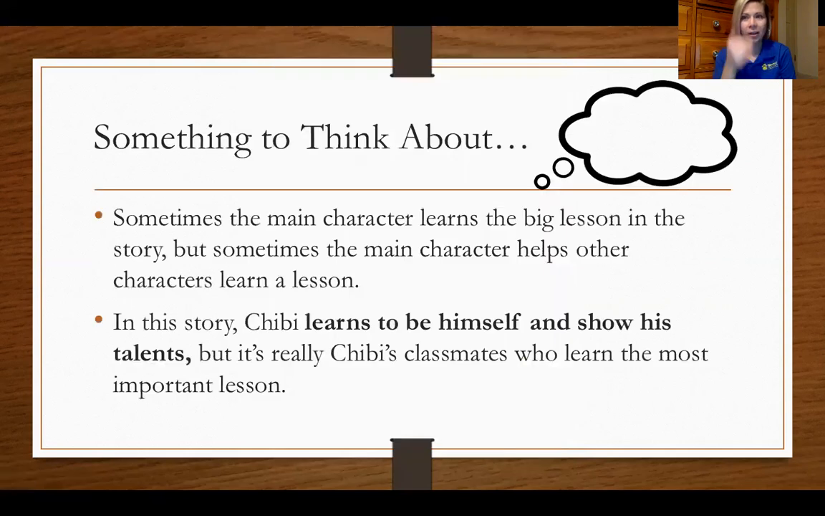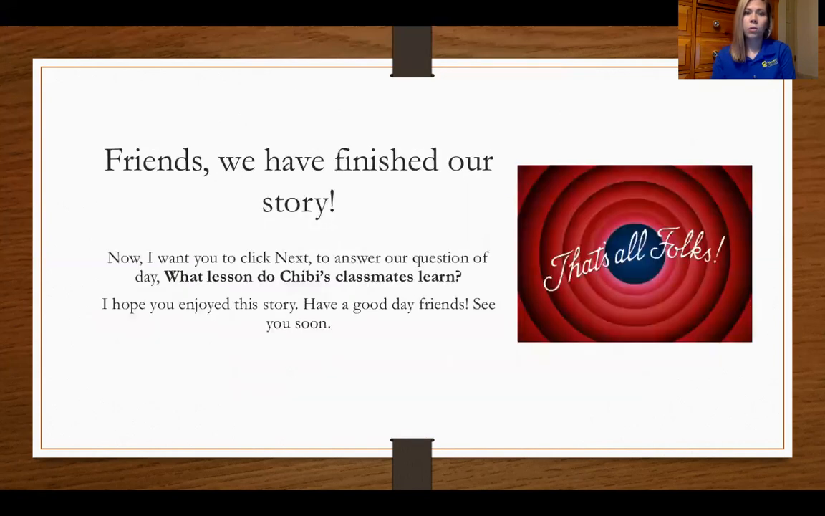So here is something for us to think about. Sometimes the main character learns the big lesson in the story, but other times the main character helps other characters in the story to learn a lesson. In this story, Chibi learns to be himself and show his talents. But really, Chibi's classmates are the ones who learn the most important lesson. I want you guys to think about that question and enter your answer in the Google form below. What lesson do Chibi's classmates learn?